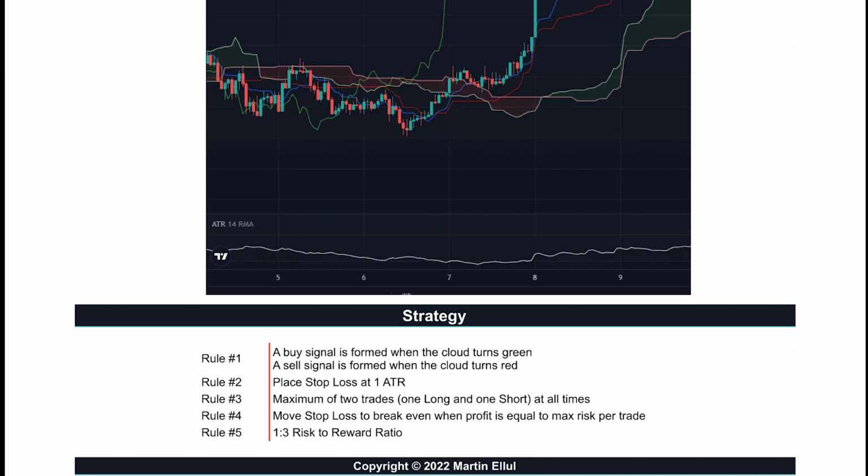The third rule is we can only have a maximum of 2 trades, one long and one short, at all times. And another key rule is that we move the stop loss to break even as soon as the profit is equal to the max risk per trade. And the fifth rule is we keep a 1-to-3 risk reward ratio.